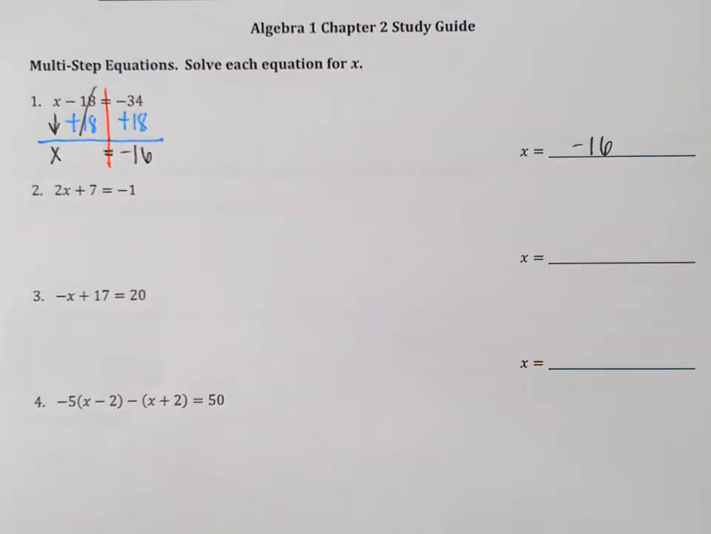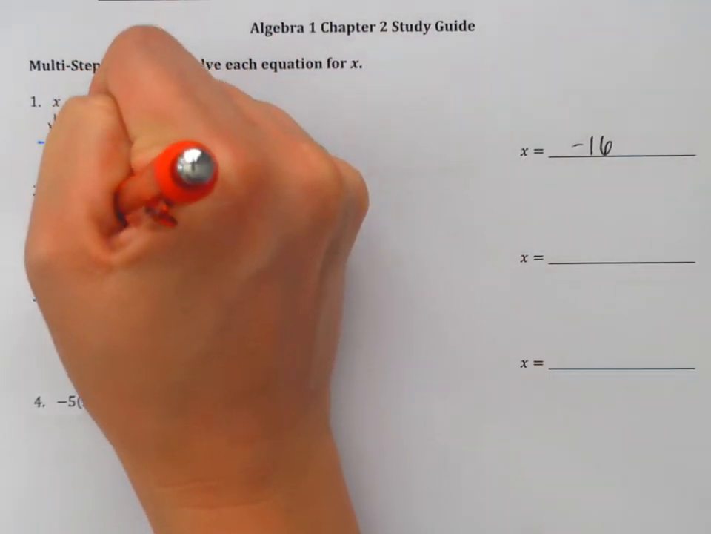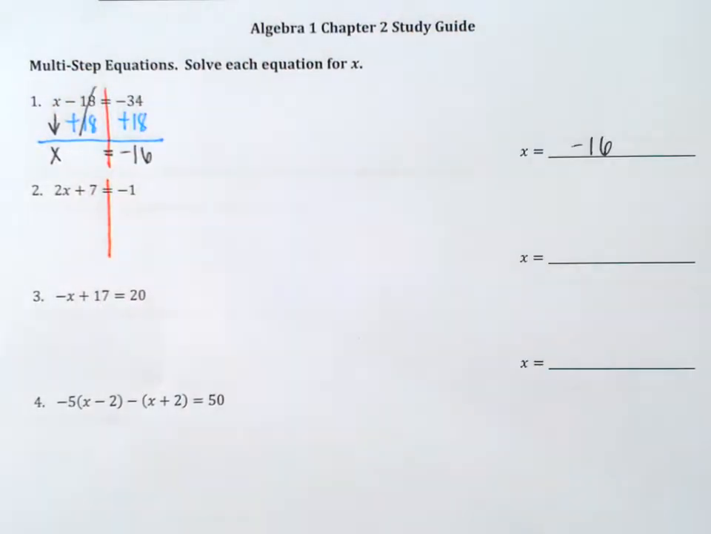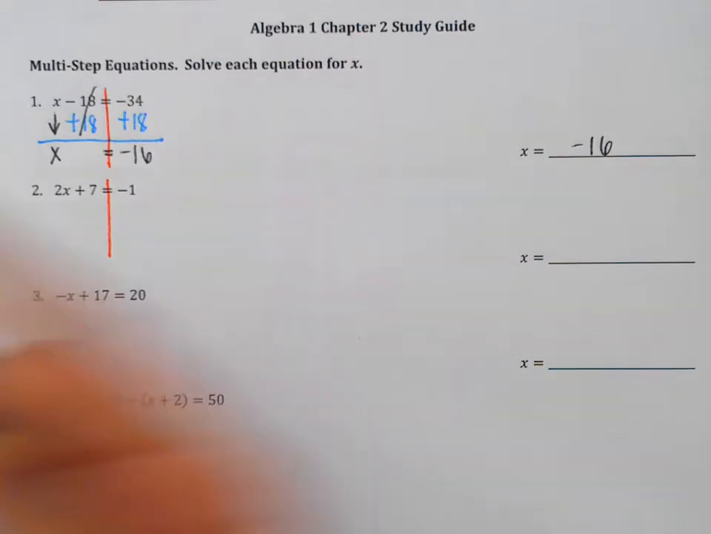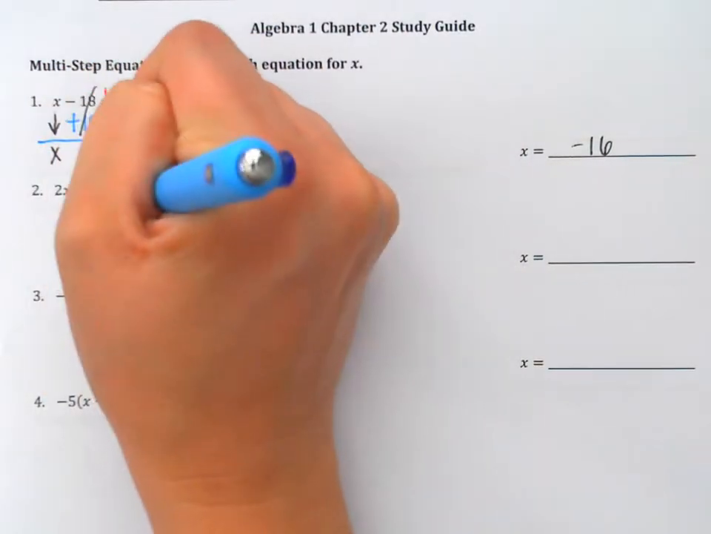Okay, let's move on to number 2. So 2, again, we're solving. So I'm going to put my line down the center. You don't need to if you don't want to. I first always want to move my constants to the other side of the equation. So I'm going to do that by subtracting 7 from both sides.